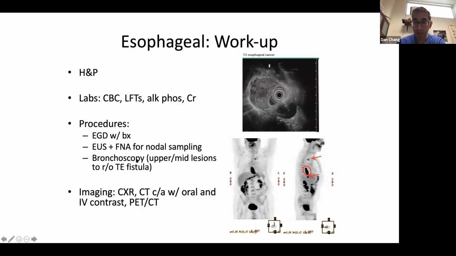You might consider getting a bronchoscopy if you have an upper tumor, and then you get CT scan imaging as well as PET scan. The PET scans are very useful for looking for distant metastases. These tumors tend to be very bright on a PET scan, so they tend to light up. So you can see here's a primary tumor, and oftentimes we do pick up lymph nodes that you otherwise would not have seen on a CAT scan.